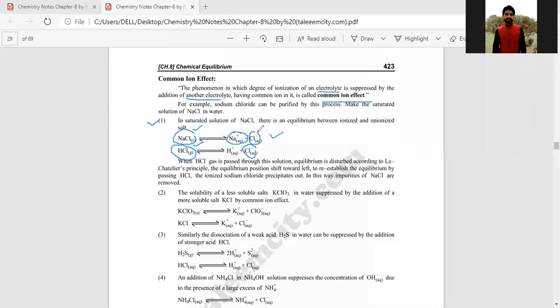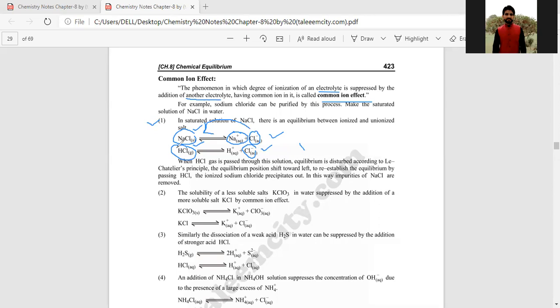As I taught you, if the equilibrium is disturbed by the addition of some reactants or by the addition of some products, then the equilibrium shifts towards the opposite side. So here you can see by the addition of HCl, chloride ions are increased. Chloride ions are now in excess in the medium. Due to that excess, the equilibrium is disturbed and will move towards the reactants, and NaCl will be crystallized. Due to that crystallization of NaCl, we get the purified NaCl by the common ion effect.